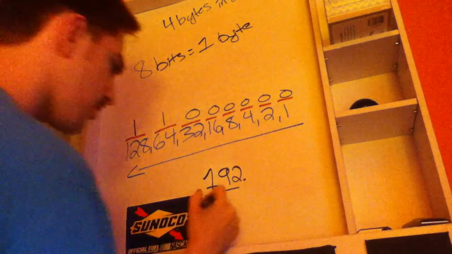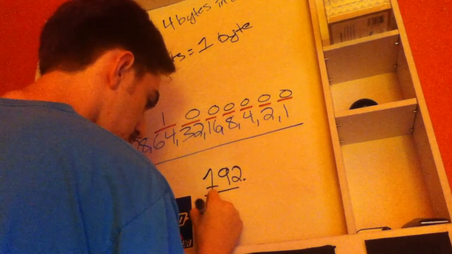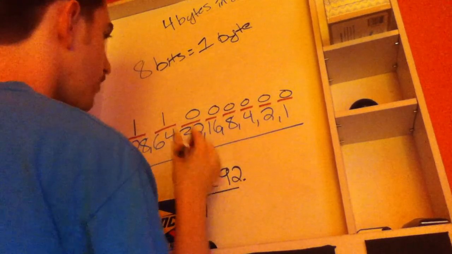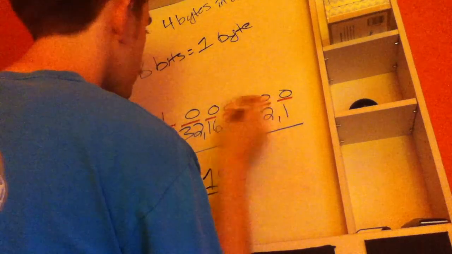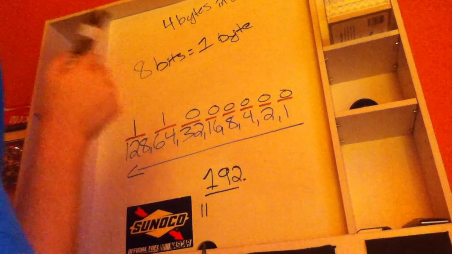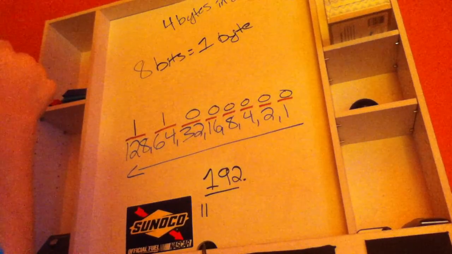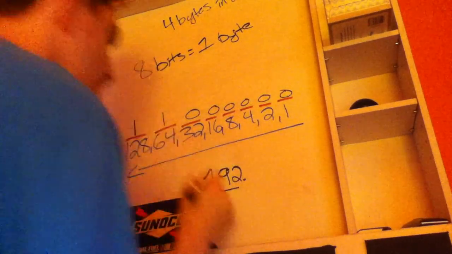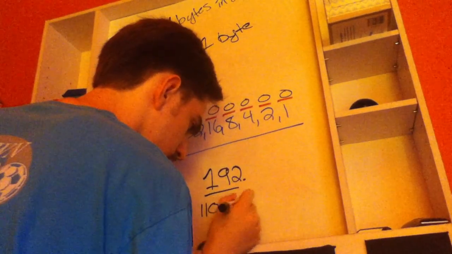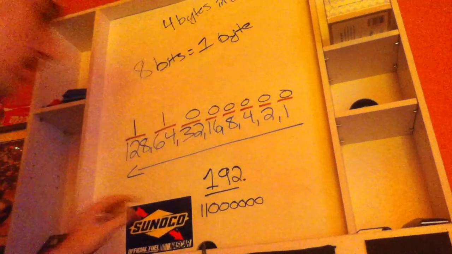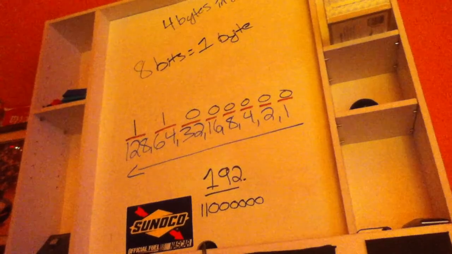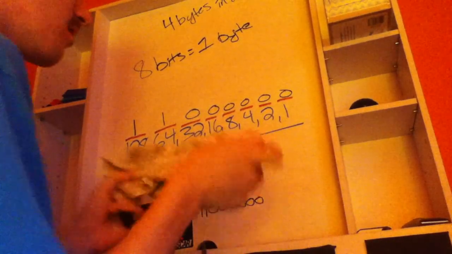So, and our code is 1, 1, 2, 3, 4, 5, 6. So this is the decimal that we got. This is the binary we got so far. Let's keep working on it, okay? Without ruining it.